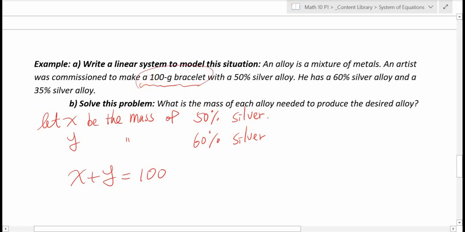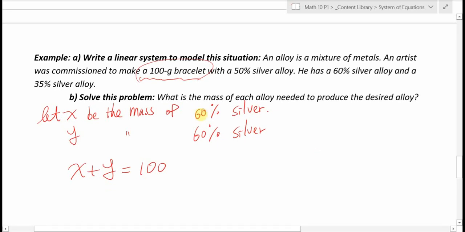I should get 100 grams of bracelet. Oh, actually, hold on a second. Never mind, it's not. Okay, my bad. This one should be 60, and this one should be 35%, because we are actually making a 50% silver. My bad. But this artist has 60% silver and 35% silver. But again, same thing though, added together should be 100 grams.